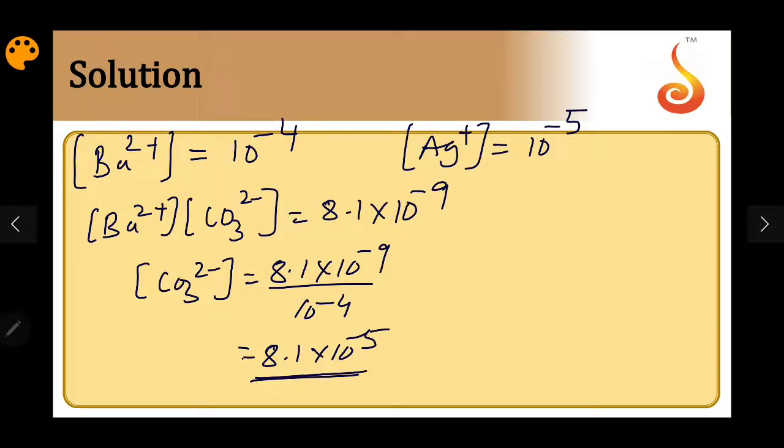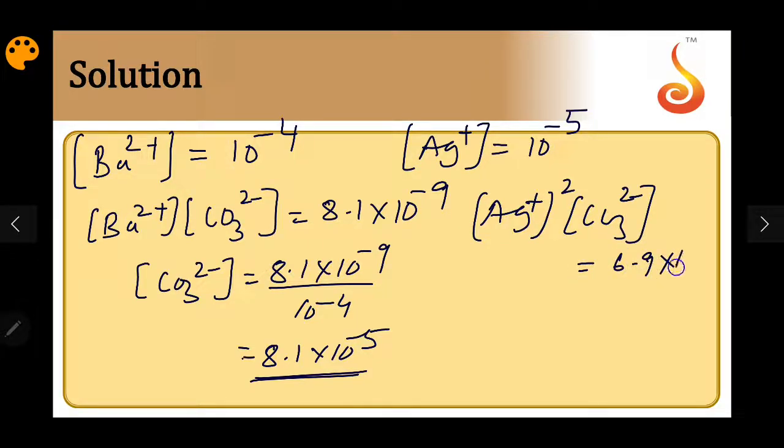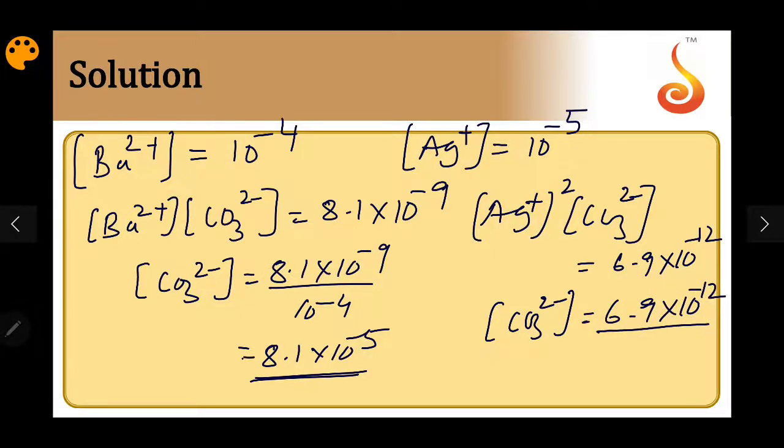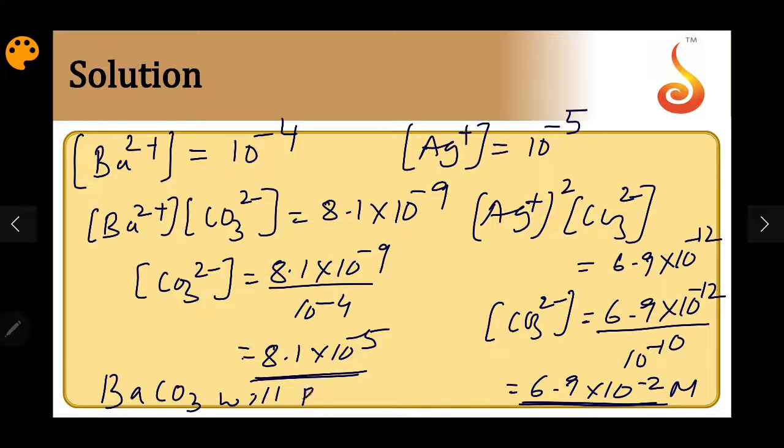Same way for silver. So Ag+ whole square into CO3 2- is equal to 6.9 × 10 power minus 12. So the Ag+ is 10 power minus 5. So CO3 2- is equal to 6.9 × 10 power minus 12 divided by 10 power minus 5 squared, which is 10 power minus 10. So this comes to 6.9 × 10 power minus 2 molar. So if I see the concentration, this is lower. So BaCO3 will precipitate first.